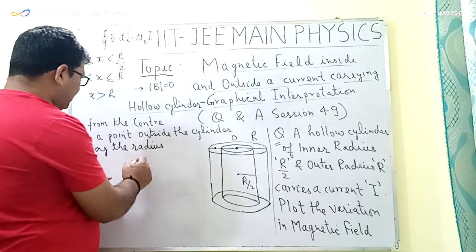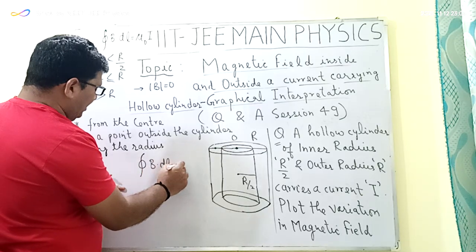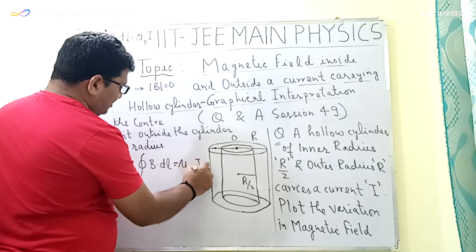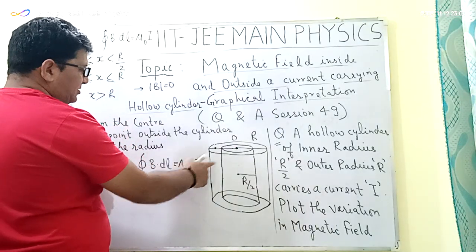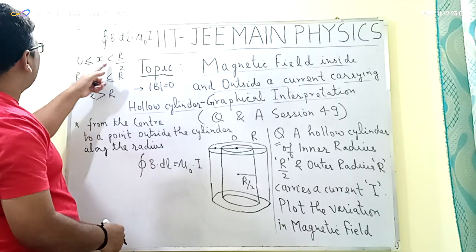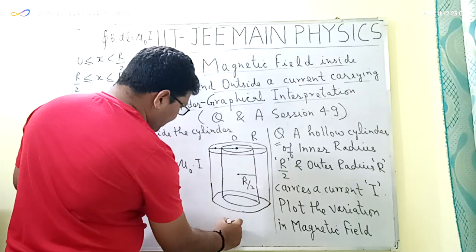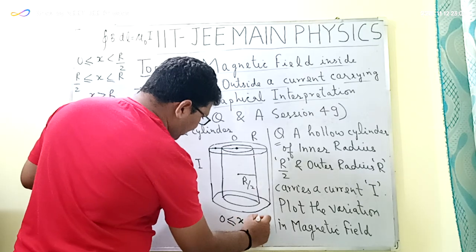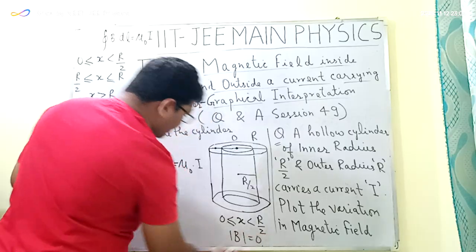So in the first case, when x is greater than equal to 0 and less than r by 2, if I use the Ampere Circuital law, that is the line integral of the magnetic field around a closed surface is equal to mu naught times the net current which is passing through the area enclosed by that closed surface. Here in this case, since I is equal to 0, the value of the magnetic field will be equal to 0.